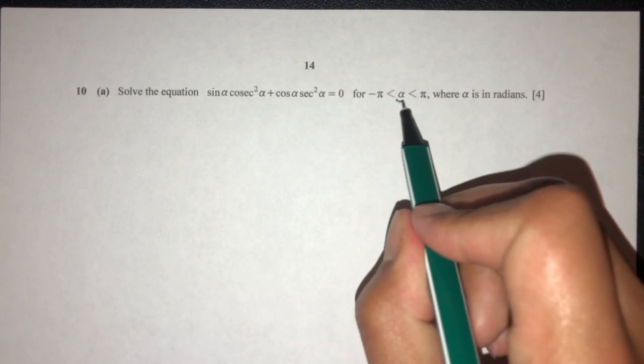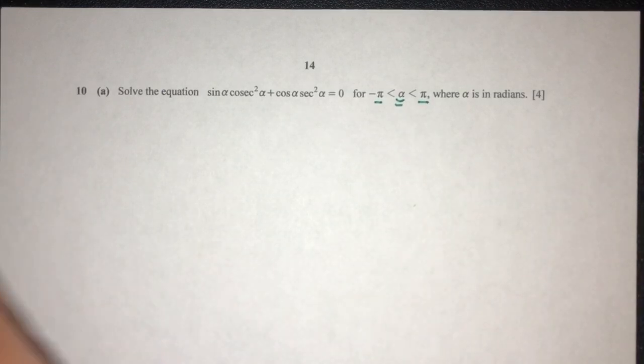Now let's move on to question number 10. Here we have to solve the equation, this one, for the value of alpha between minus pi and pi. So step by step. What is cosec?